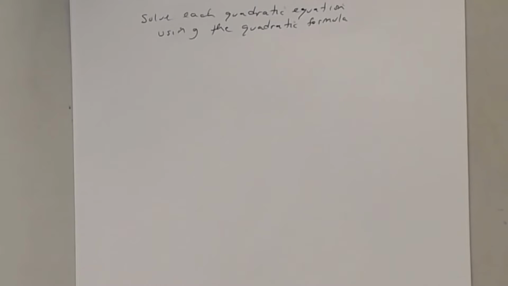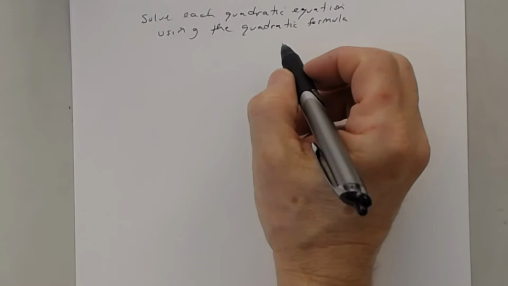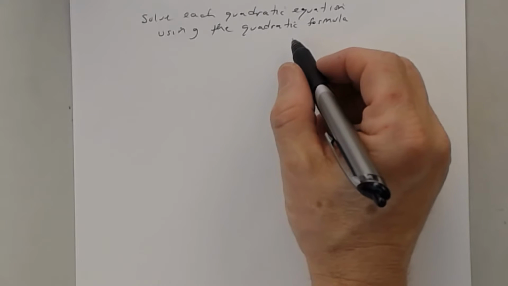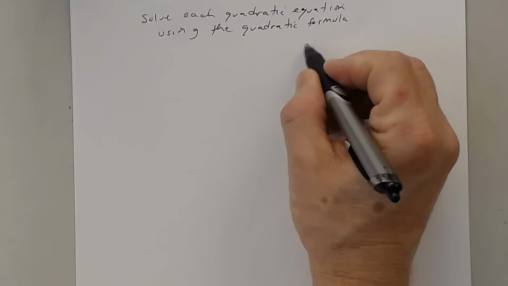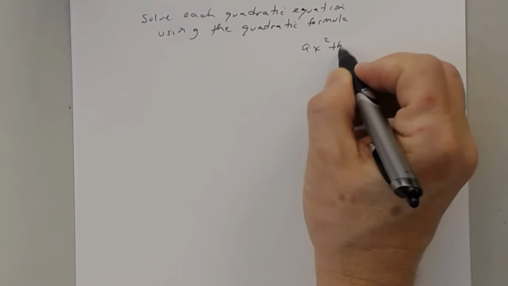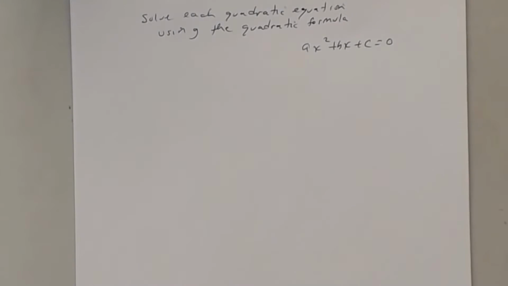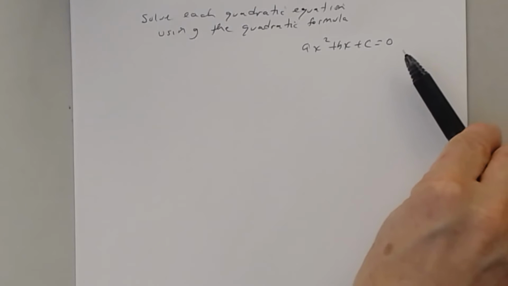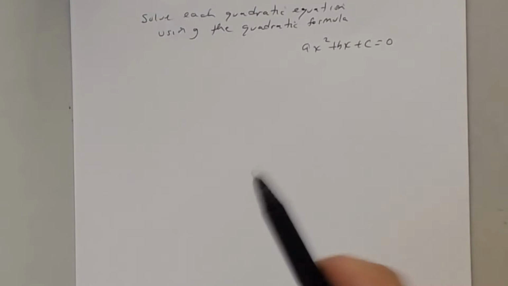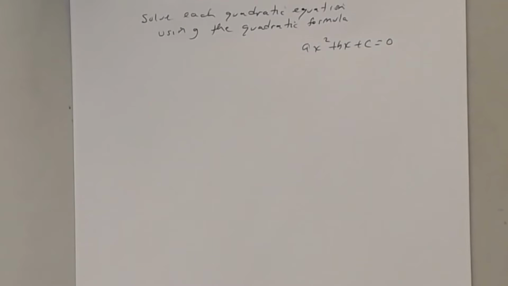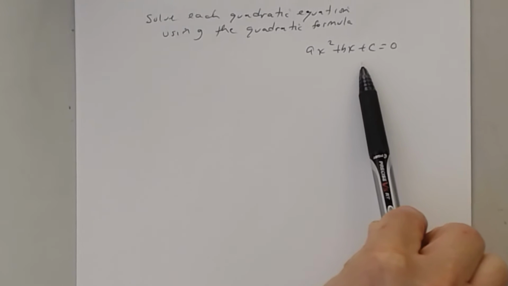Okay, so the standard form for the quadratic equation looks like this: ax squared plus bx plus c equals 0. That should be familiar because, remember, if you're going to solve a quadratic equation by factoring, what number needs to be on the other side? 0. So you can use the zero factor property. The same thing applies when using the quadratic formula. If you're going to use the quadratic formula, it's got to be in standard form.